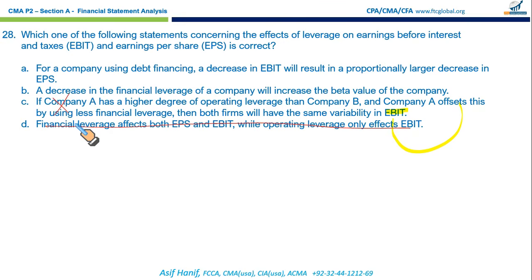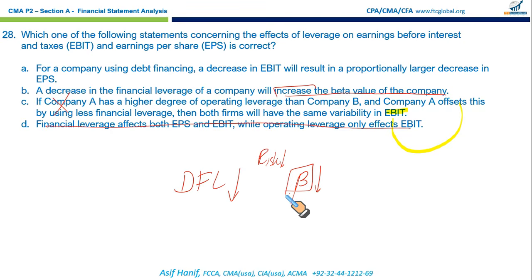What about B? A decrease in financial leverage. If a company lowers its financial leverage, takes less loan, it will increase the beta value of the company. Wrong. Beta value would also decrease because when financial leverage reduces, it reduces the risk of the business. And when the risk of any business falls, it causes the beta to fall, which is the measure of risk for a certain company. So this statement is wrong as well.